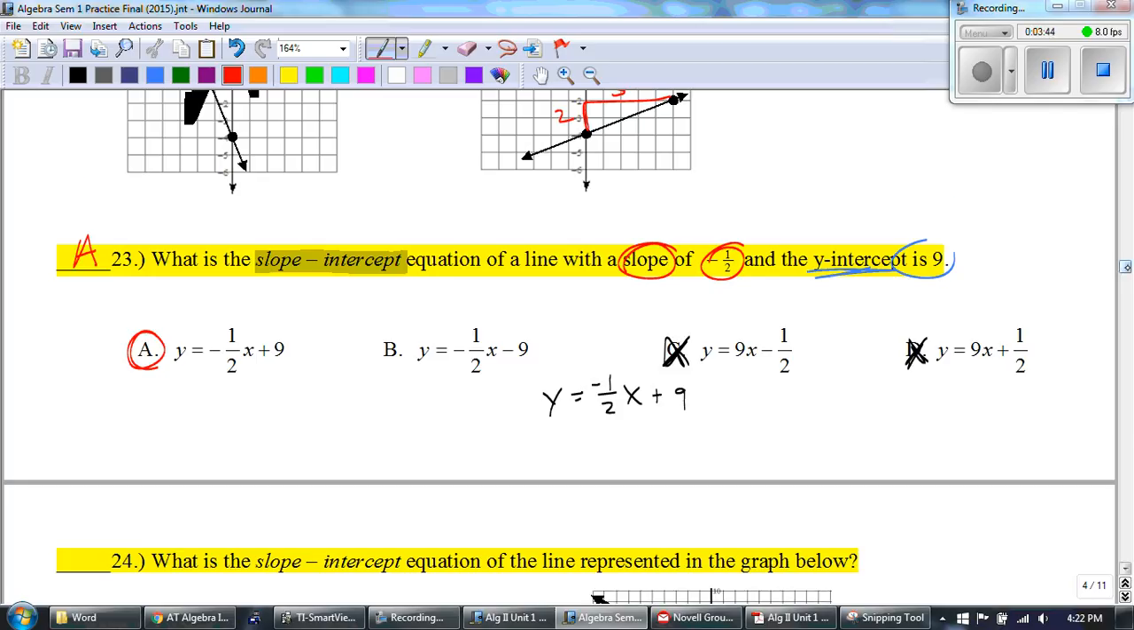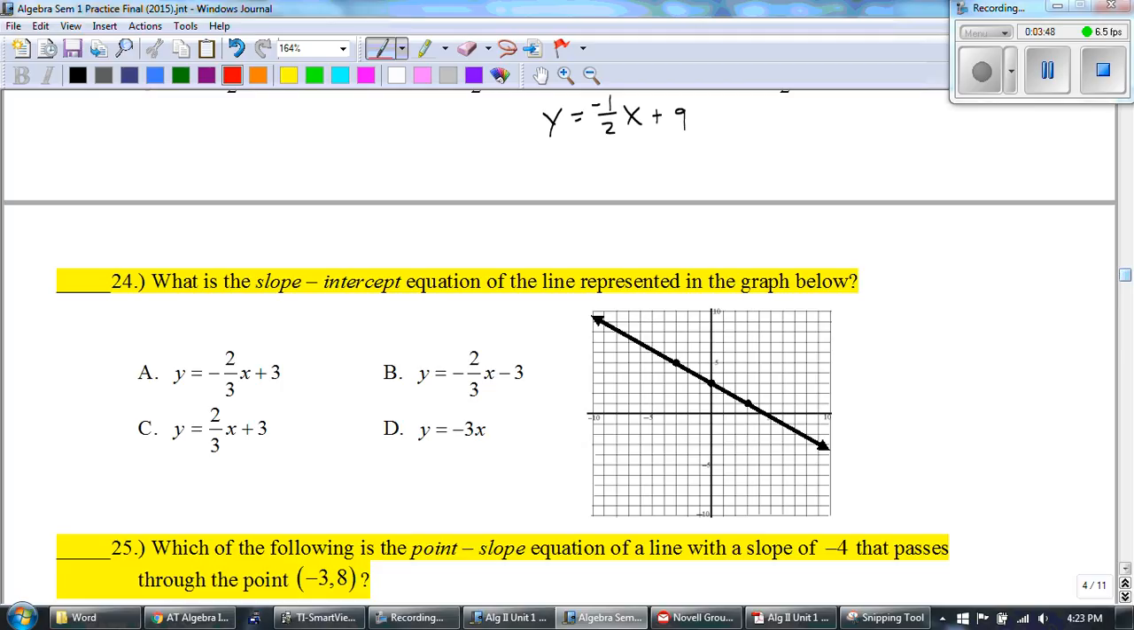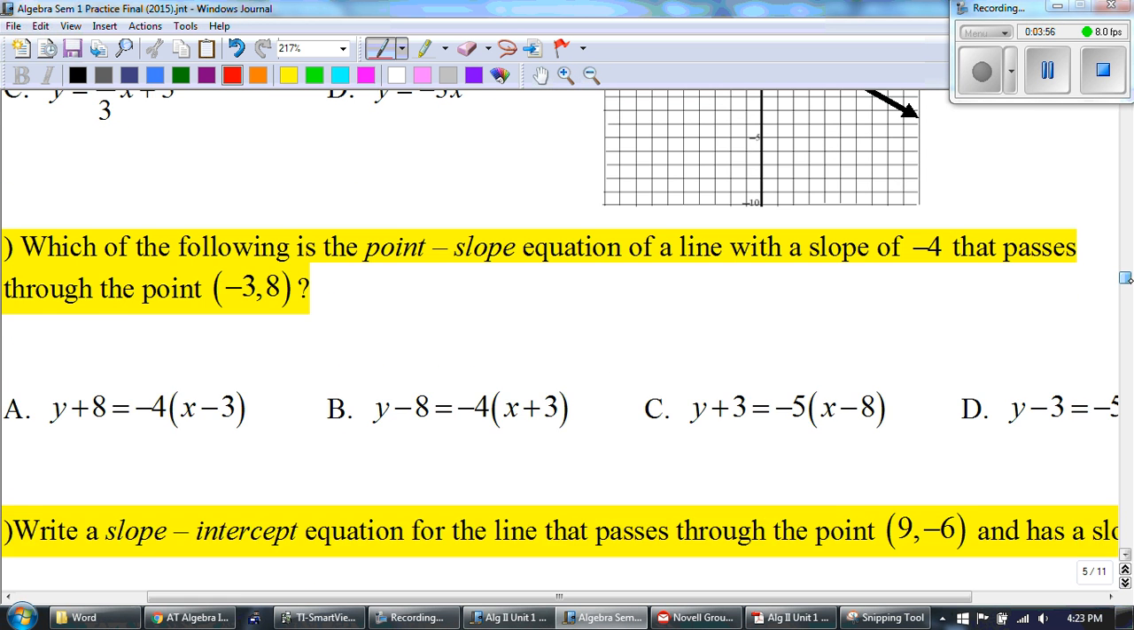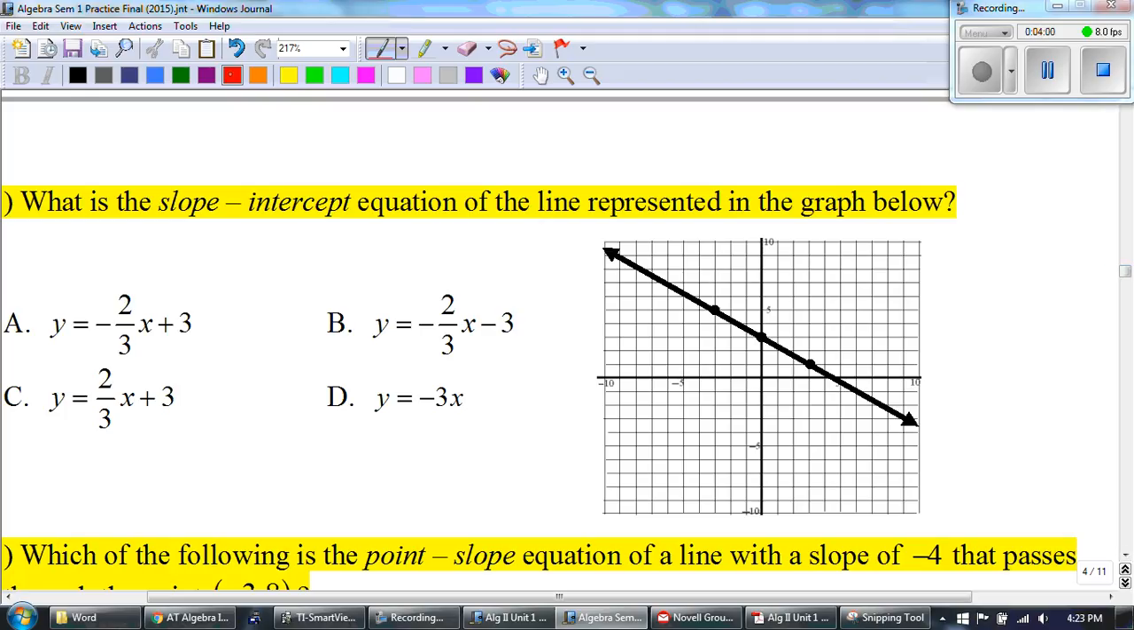Okay, let's flip it over. What is the slope-intercept equation of the line represented in the graph below? Now I'm really going to zoom in here so we can take a look at this. The two things we need are the slope and the y-intercept. Looking right here, there's my y-intercept. That's the point 0, 3.